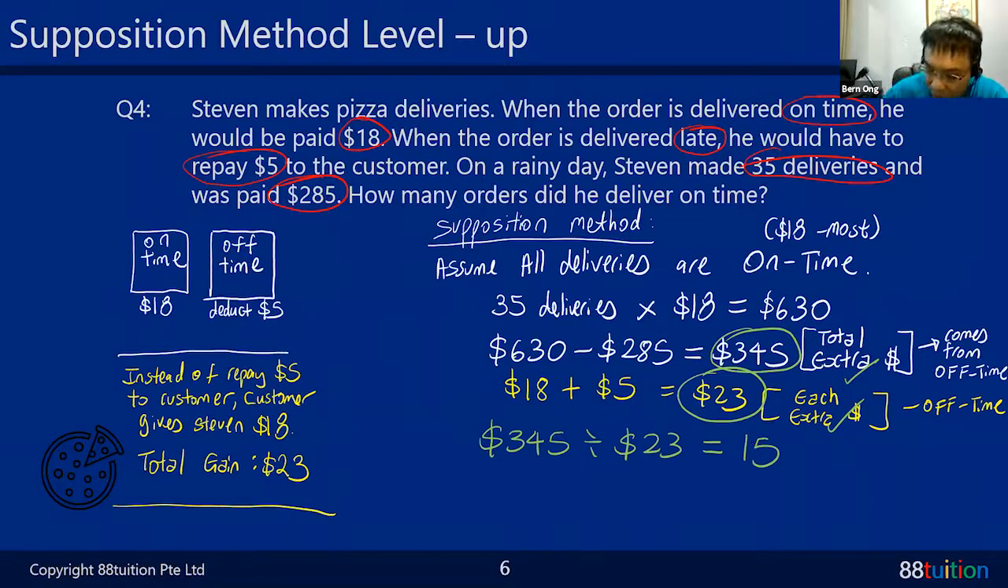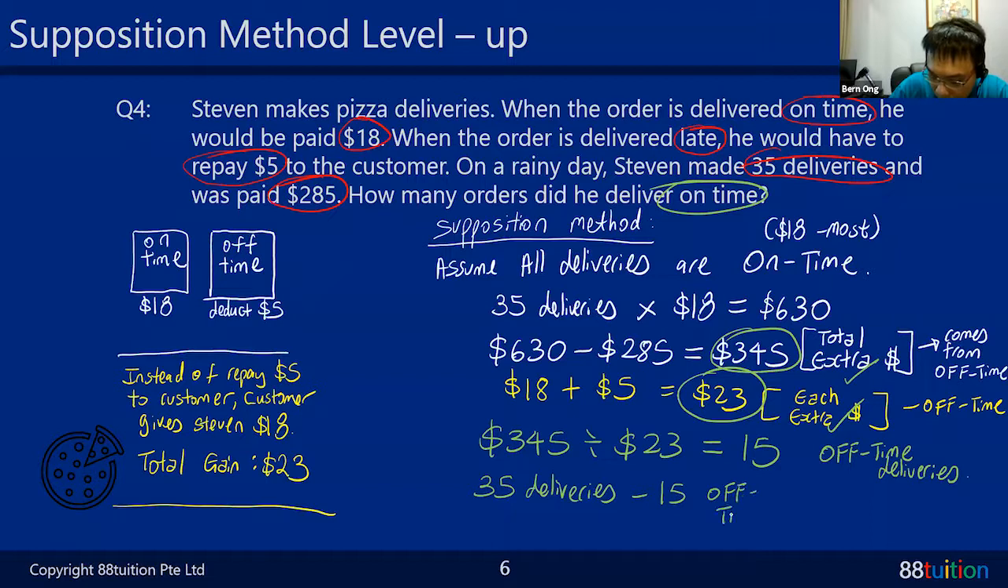Remember, there are 15 off time means that it's not delivered on time. So 15 off time delivery. Make it simple. On time and off time. But what's the question looking for? Question is looking for on time. What must you do? The last step. Since there are total of 35 deliveries, total of 35 deliveries minus 15 off time. How many is on time? You'll be able to find out that 20 is actually on time.